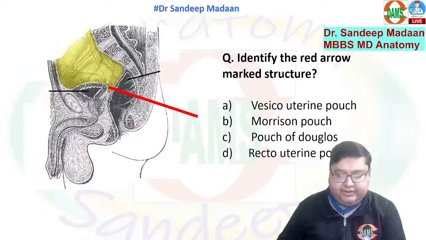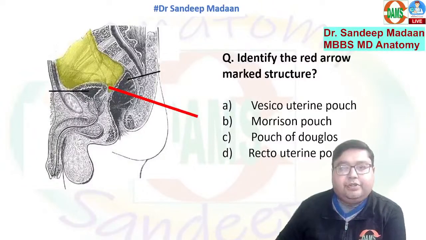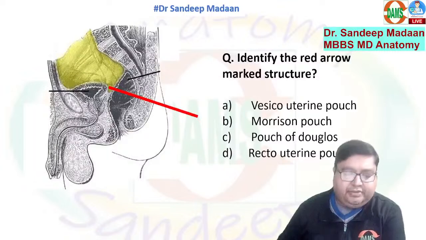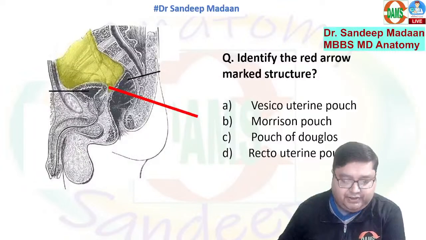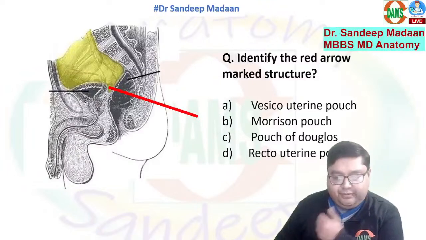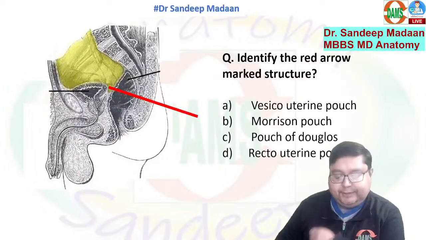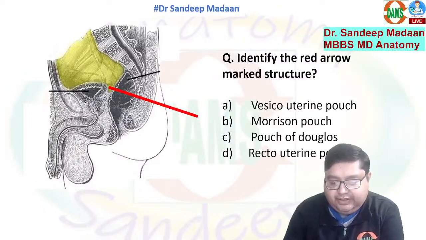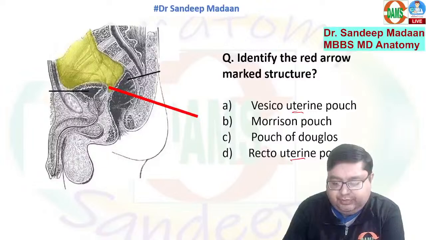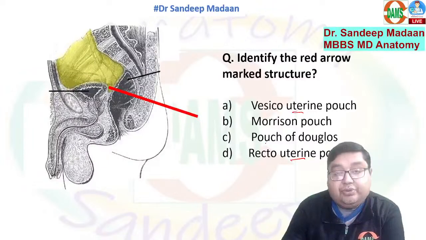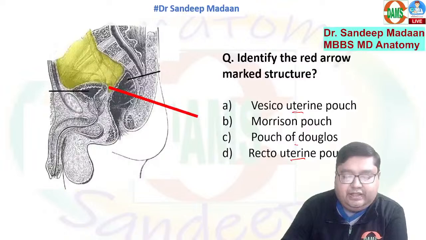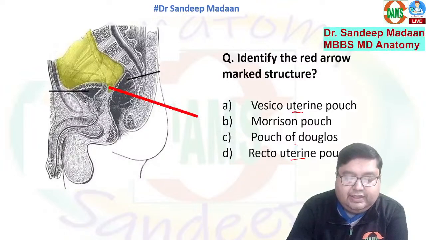Right. So, dear friends, here students are saying that they are 100% sure a male pelvis was given. But when we look at the choices, these choices are present in female, except for the Morrison pouch, which can be present in both. But vesicouterine pouch, rectouterine pouch, which is also called the pouch of Douglas, these are given. But here the marking is on the rectovesical pouch.